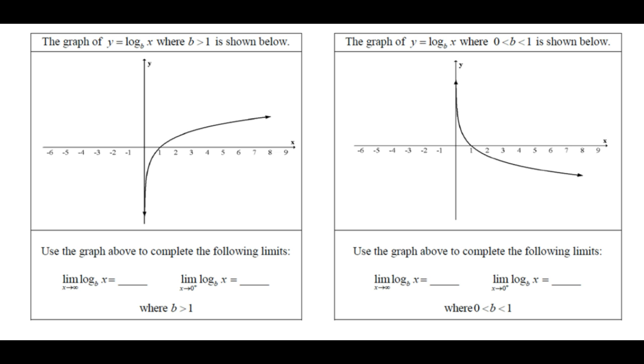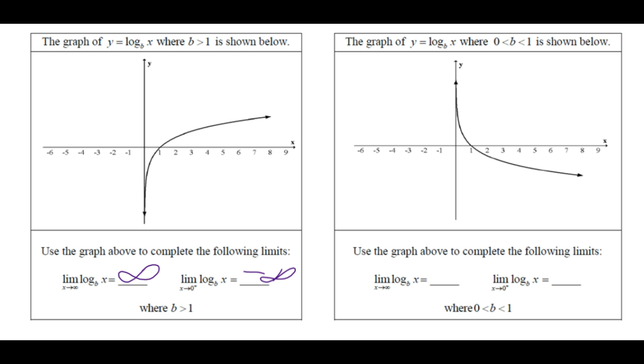The limit as x approaches infinity is infinity. The limit as x approaches 0 from the positive side is negative infinity, where b is greater than 1. If b is between 0 and 1, we have a base of like a half or something.